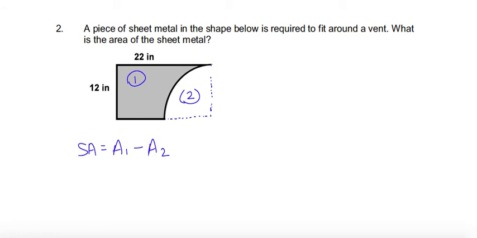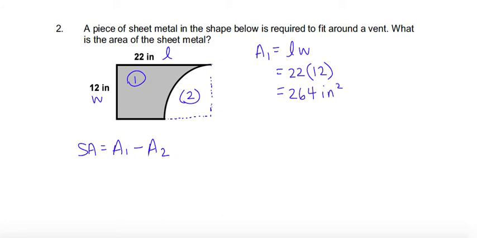So let's go ahead and calculate the area of my full rectangle. So the area of a rectangle is length times width. I'm going to use 22 as my length and 12 as my width. So I have 22 times 12, which works out to be 264, and my units in this one is inches squared.